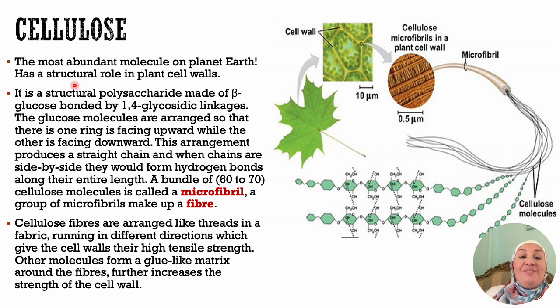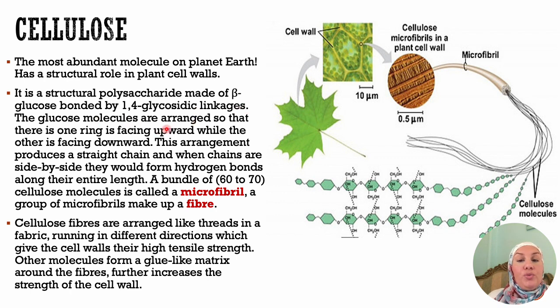Why? Because it is found in the plant cell walls. We have a lot of plants on planet Earth. It is a polysaccharide, and it is made up of beta-glucose molecules bonded together by 1,4-glycosidic linkages. And they are arranged in such a way.